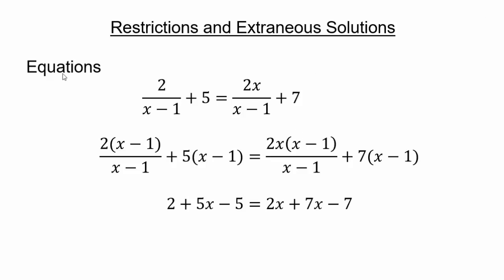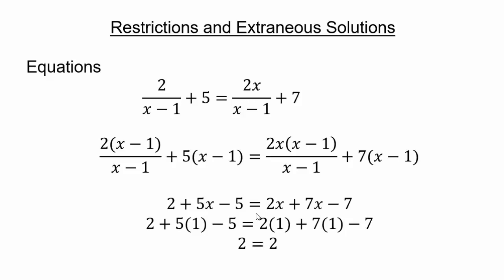The reason we got that is because this x minus 1 in the second equation over x minus 1 will reduce by division. The same thing happens in the first term on the right-hand side. So that's how we get it, and then using the distributive property of multiplication over subtraction. So now look, what if I substitute x equals 1 in this third equation? I will end up with 2 plus 5 minus 5, or 2, and 2 plus 7 minus 7, which is 2. So 2 is equal to 2, which means x equals 1 is a solution to this third equation for sure.